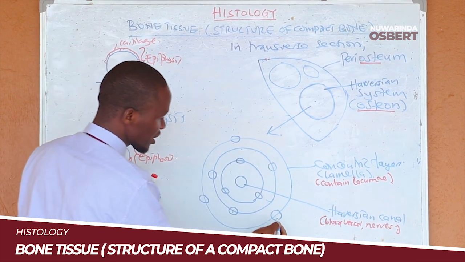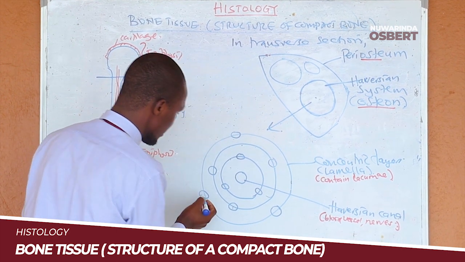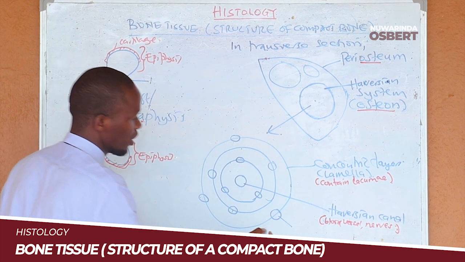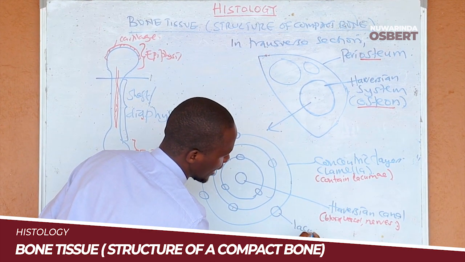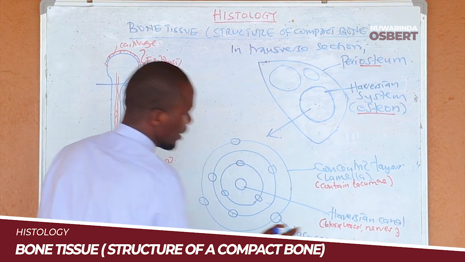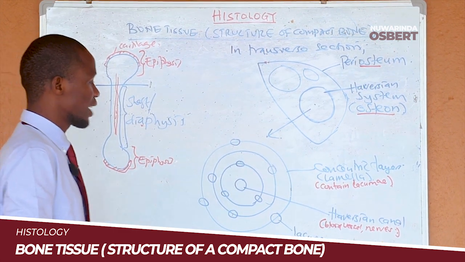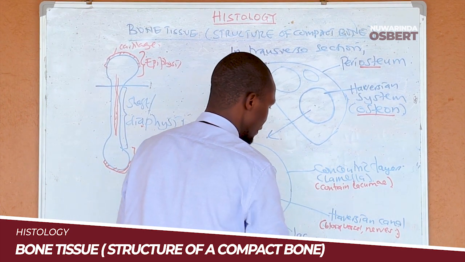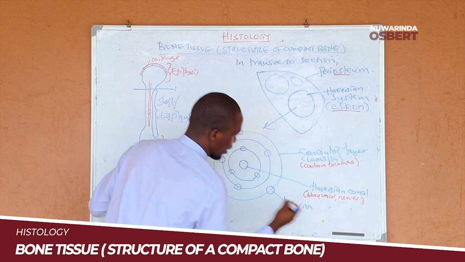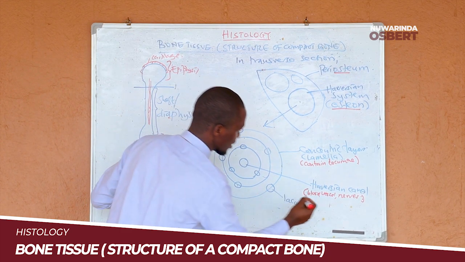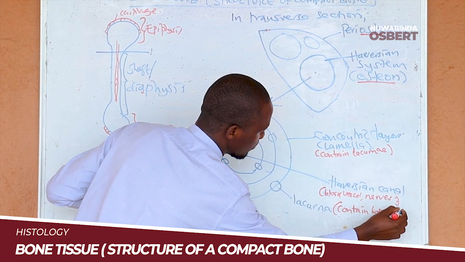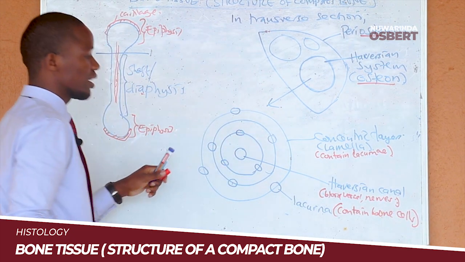Now, these structures I put here are the ones I'm calling the lacunae. Now, the question is, of course, when it is one, we call it a lacuna. What's the importance of the lacuna? This lacuna is the one which contains the bone cells.